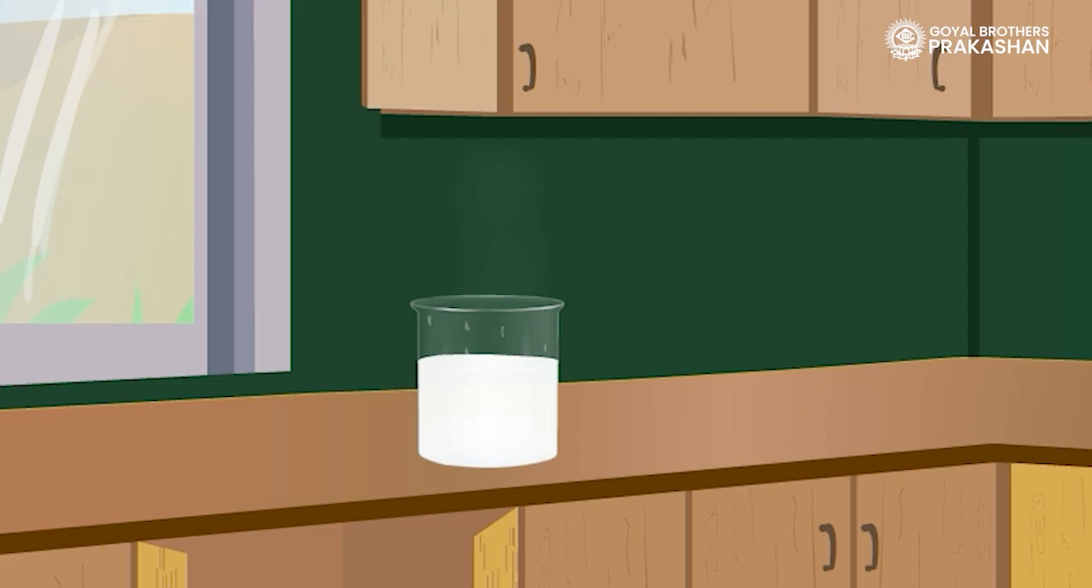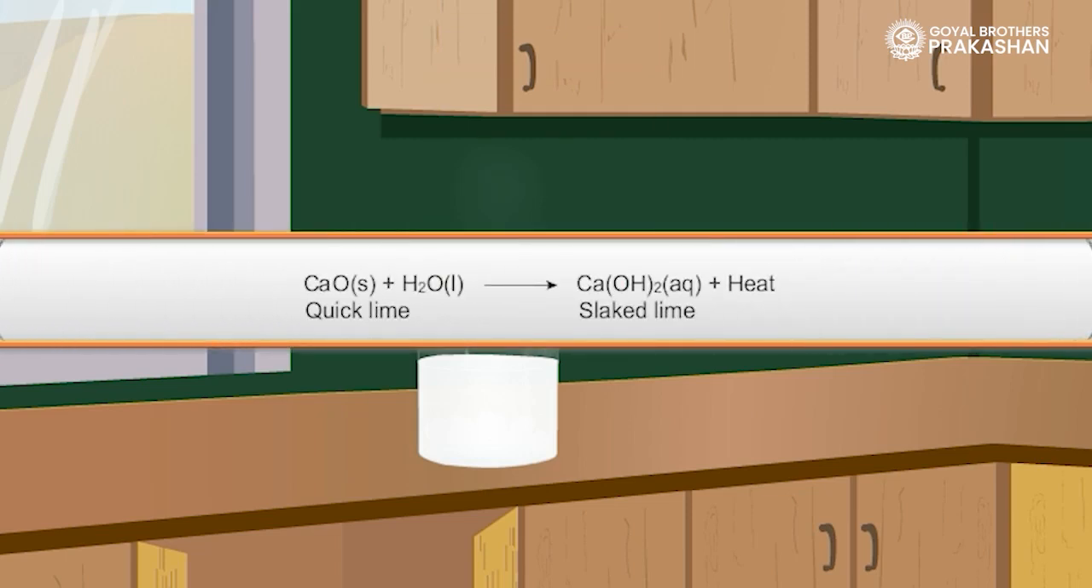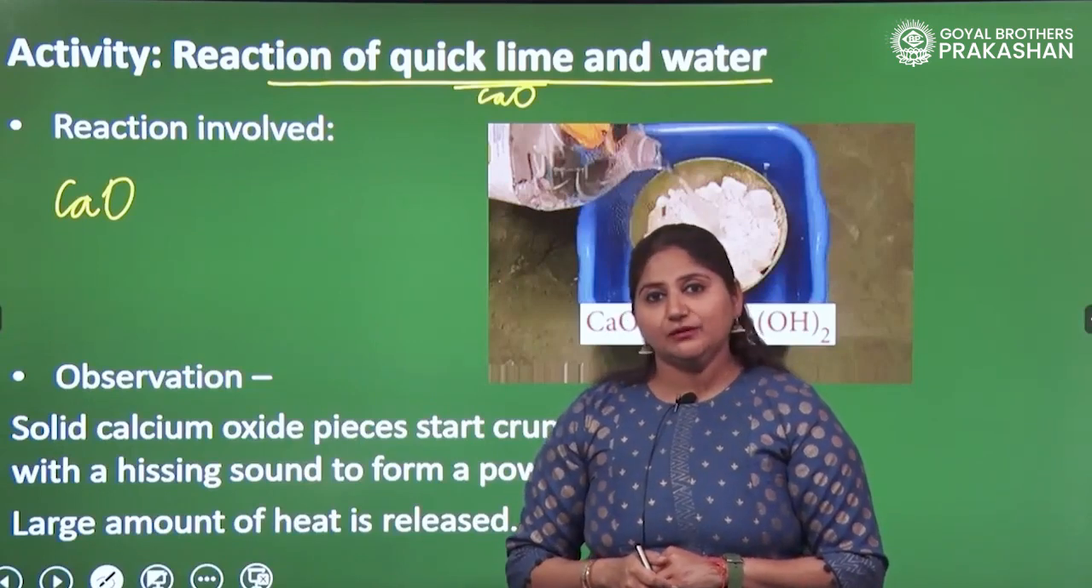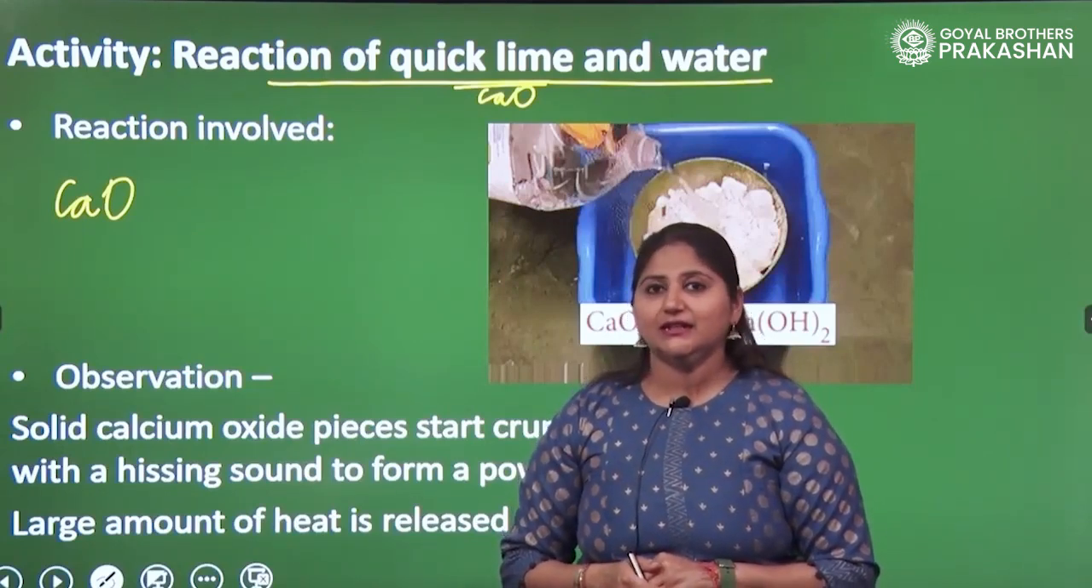Why? Reason: calcium oxide reacts vigorously with water to form calcium hydroxide, slaked lime, with the release of a large amount of heat energy. CaO solid plus H2O liquid forms Ca(OH)2 aqueous plus heat energy. Conclusion: you notice that two compounds, calcium oxide and water, combine chemically to form a single product, that is calcium hydroxide. So now, as per the animated video, I'm sure it is an interesting activity that you have observed.